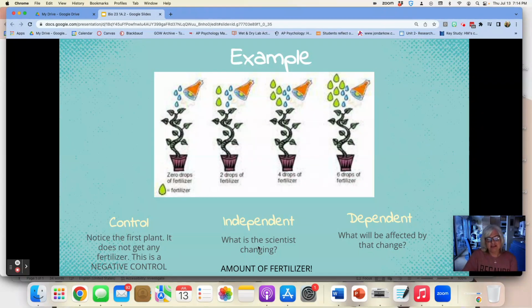So for the independent variable, I was really looking for amount of fertilizer. If you notice, this one gets 2 drops, 4 drops, and 6 drops. So how much fertilizer it's getting. And then for the dependent variable, it could be anything. This picture doesn't really indicate, but you could look at height, you could look at number of leaves, you could look at mass, like how much mass the plant has. You could look at the health of the leaves by color, things like that. Hopefully that made sense. So we have control, this first one, independent, the amount of fertilizer, and dependent is what we're measuring.